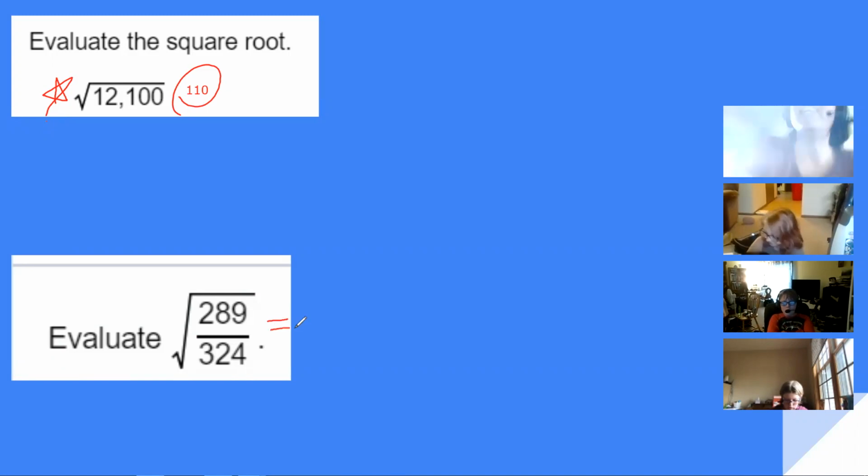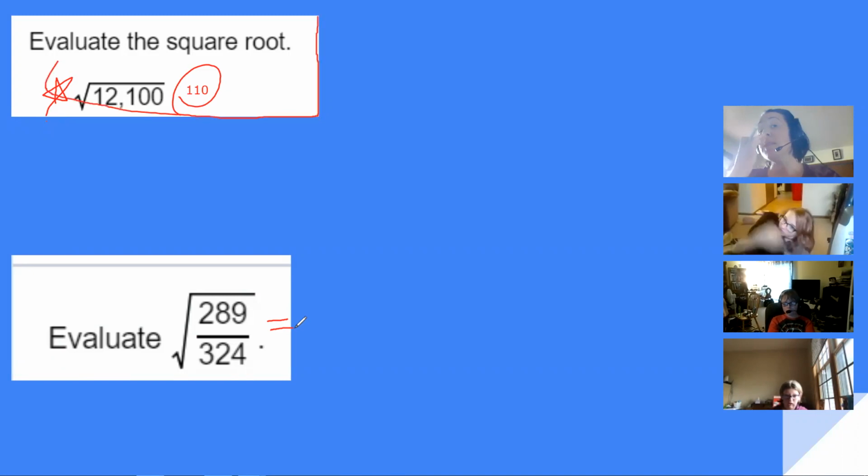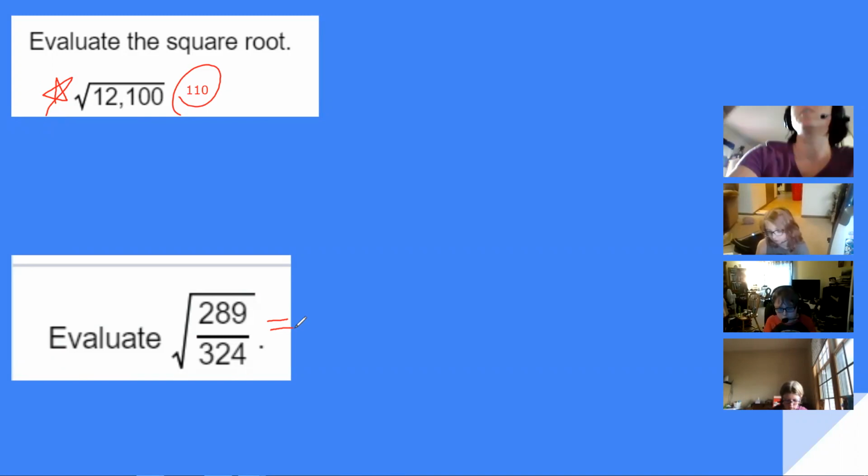Okay. Now, if you're taking the square root of a fraction, you can type it into Desmos just like that, but what does it mean? What does the square root of 289 over 324 mean? Can I break it up? Can I say the square root of 289 over the square root of 324?